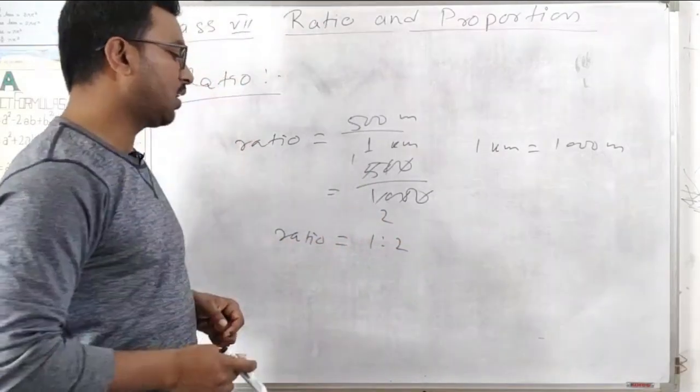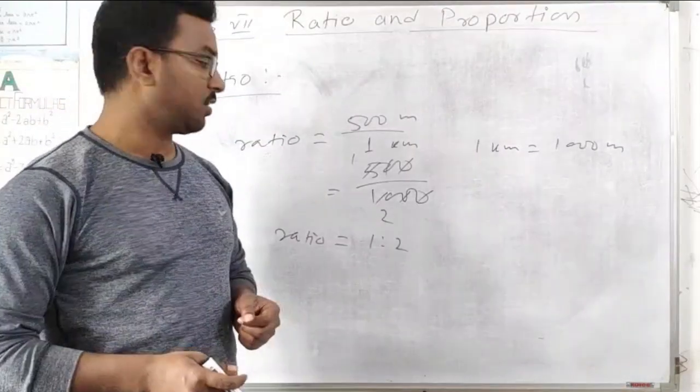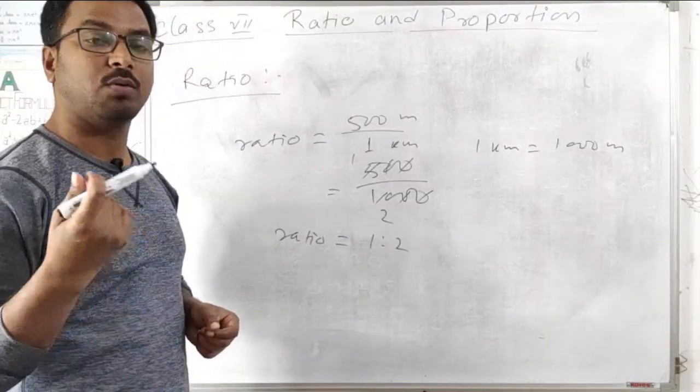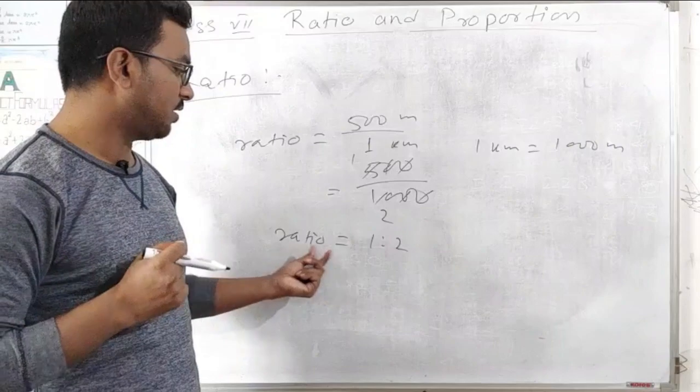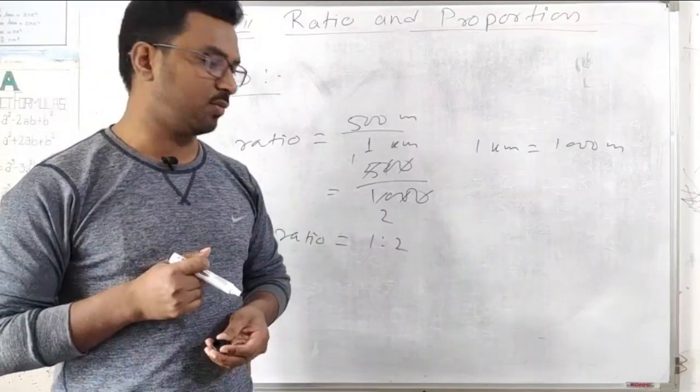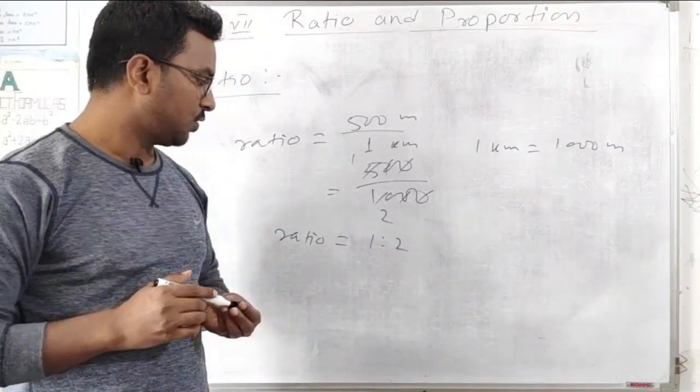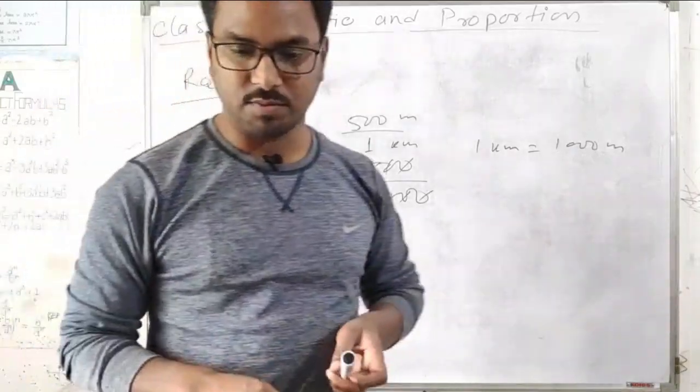So these are comparisons of two or more quantities of the same kind. Okay, so the ratio will become 1:2. Fine. So we'll see some examples from the exercise.